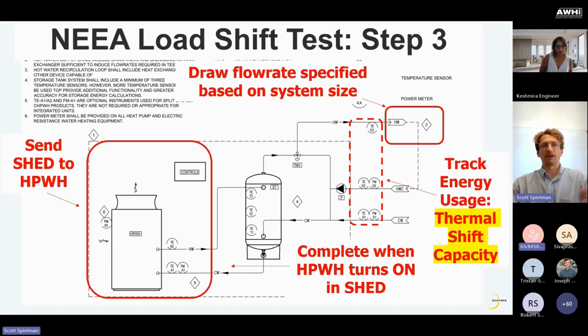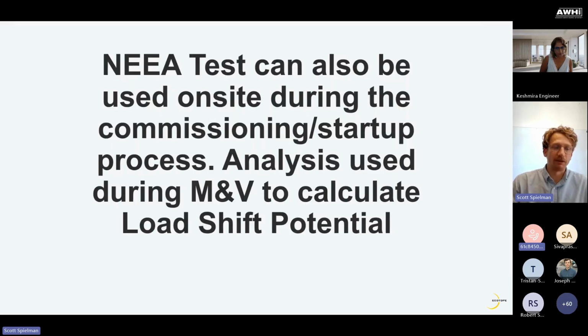So essentially it gets you a delta of energy in hot water that can be released to the building between the turn off in load up and the turn on in shed state. And that gets you what we're calling the thermal shift capacity. This is just saying we could do it on site during a commissioning startup process. We could also use this same calculation methodology during an M&V installation where we just look at that delta in the data and figure out what the thermal shift capacity is.